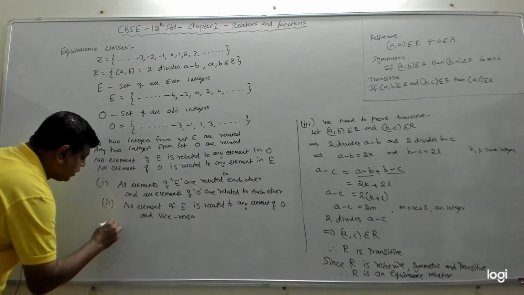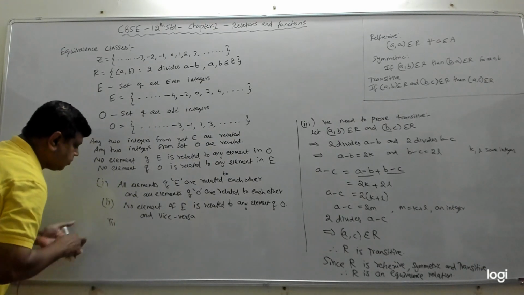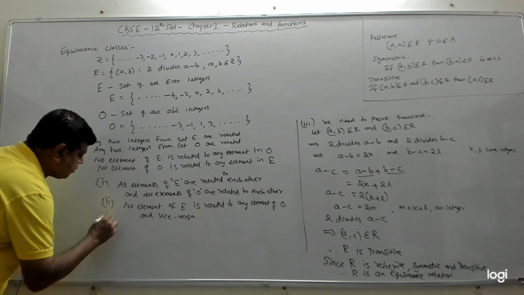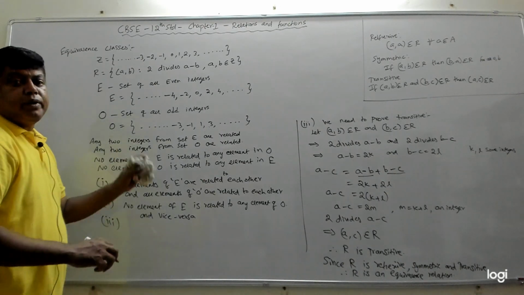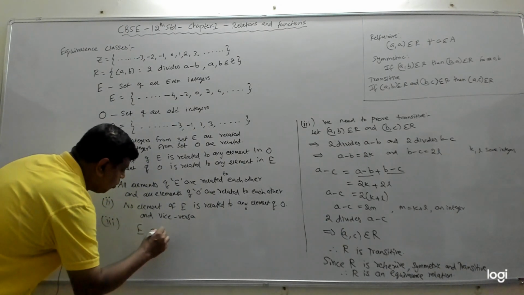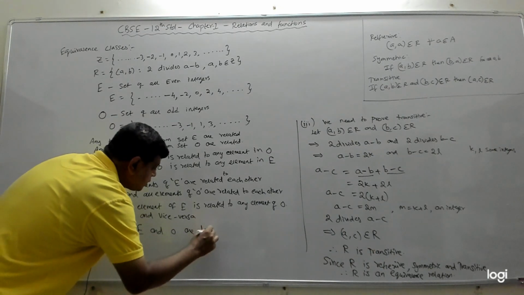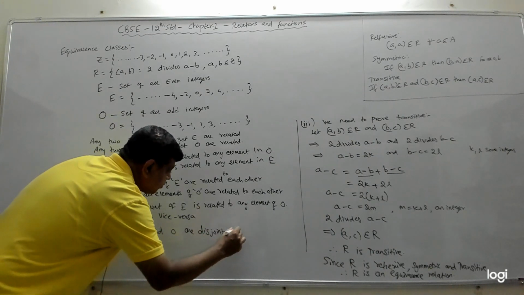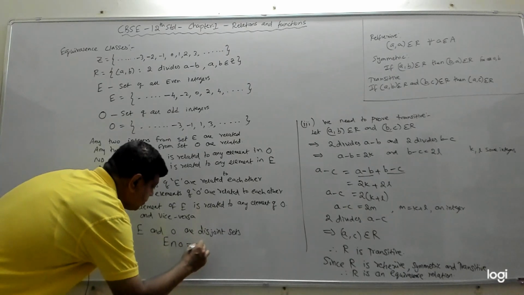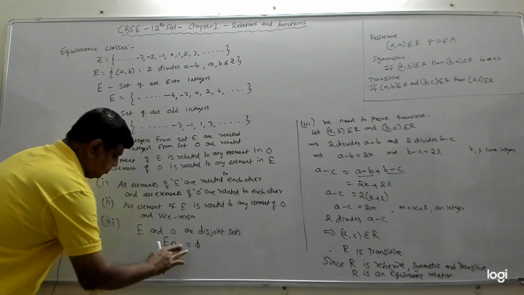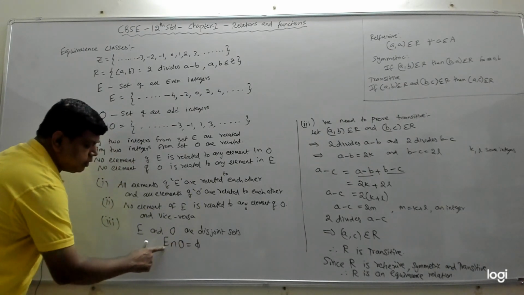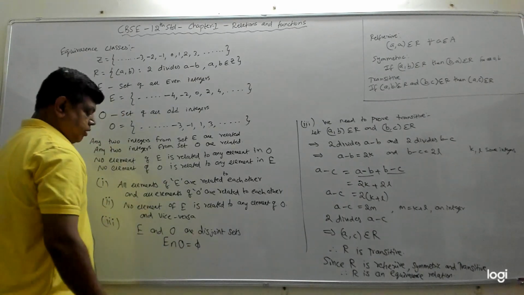And the third point that we observe is no element is common between E and O, which means E set and O set are disjoint sets. What is the meaning of disjoint sets? Their intersection is empty, which means E intersection O is equal to the empty set.